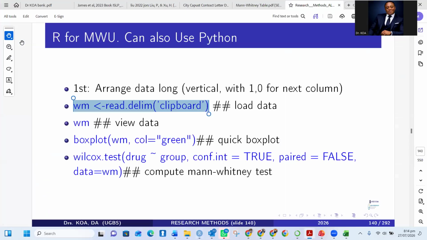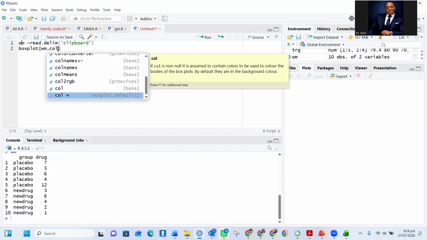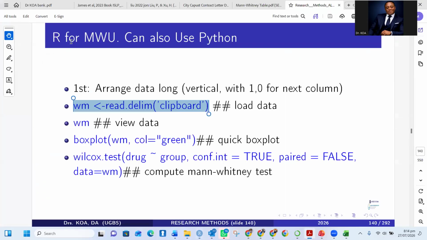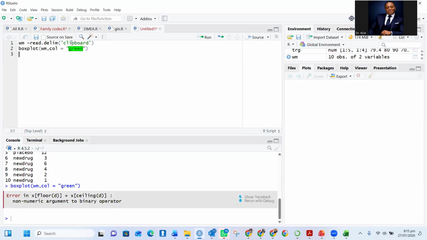Okay, WM, and then you type a color. Type col, equal to, and then in double apostrophes, type green. The moment you type green, the color green will come. Some of you should use red and all that. We are about to do a box plot of the data. While the cursor is there, you click Enter.